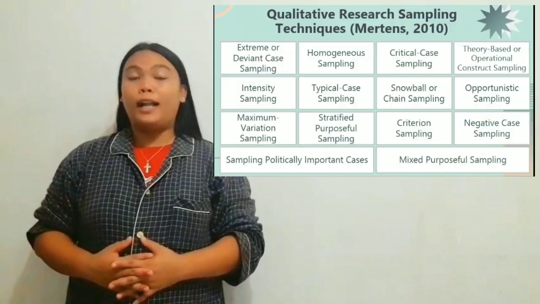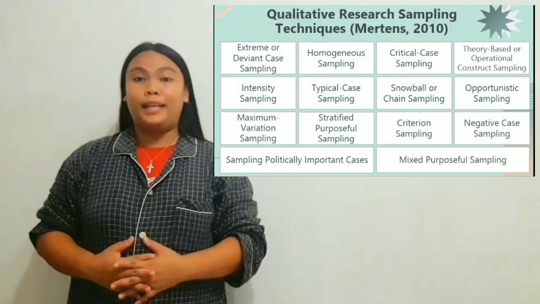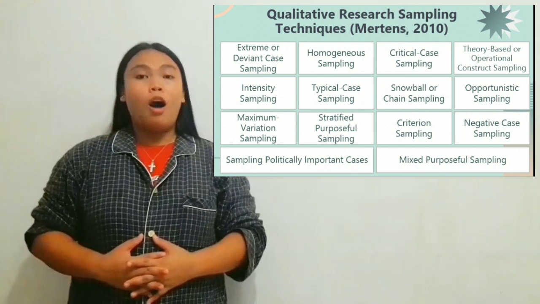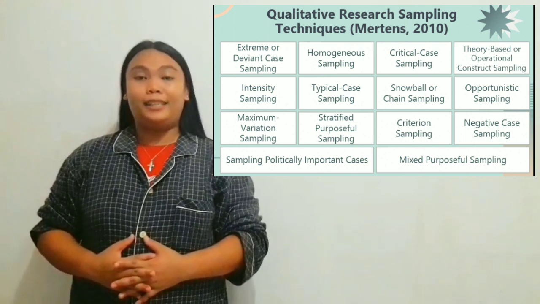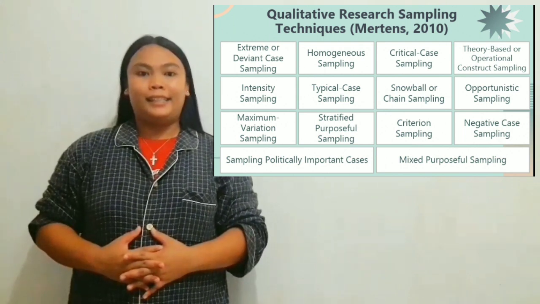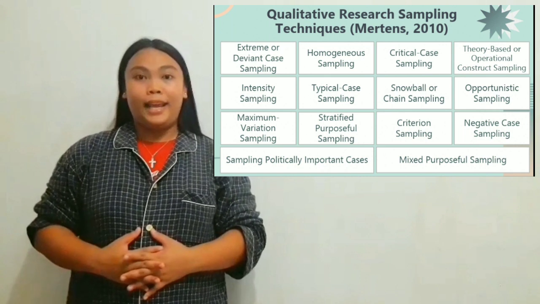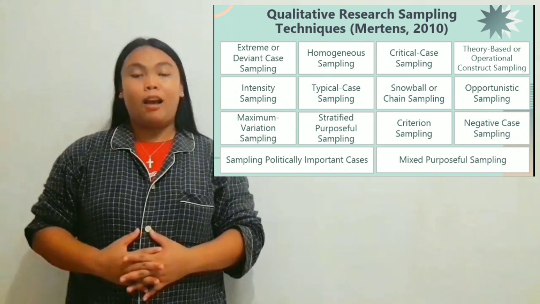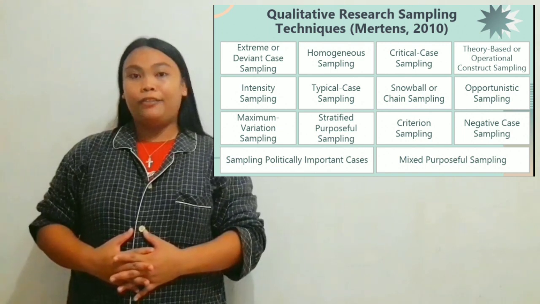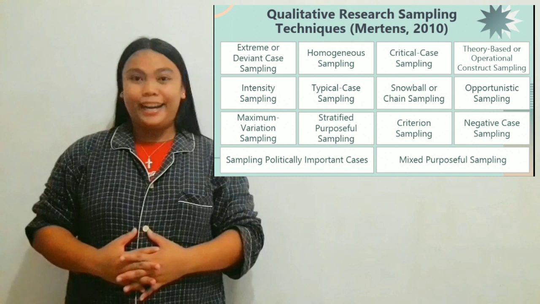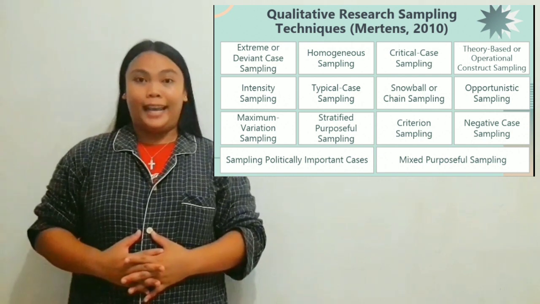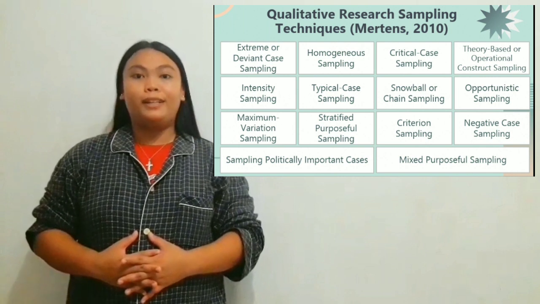Now let's focus on qualitative research sampling techniques based on Merton's 2010. We have extreme or deviant case sampling, homogeneous sampling, critical case sampling, theory-based or operational construct sampling, intensity sampling, typical case sampling, snowball or chain sampling, opportunistic sampling, maximum variation sampling, stratified purposeful sampling, criterion sampling, negative case sampling, sampling politically important cases, and mixed purposeful sampling.